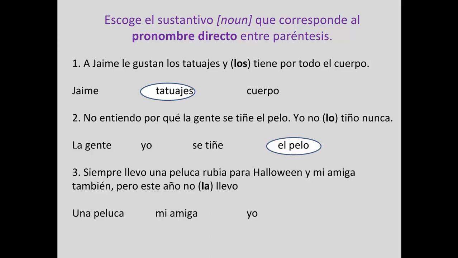Número 3. Siempre llevo una peluca rubia para Halloween y mi amiga también, pero este año no la llevo. I always wear a blonde wig for Halloween and my friend also, but this year I don't wear it. I don't wear what? I don't wear it, referring to the feminine singular noun, peluca. Bien.